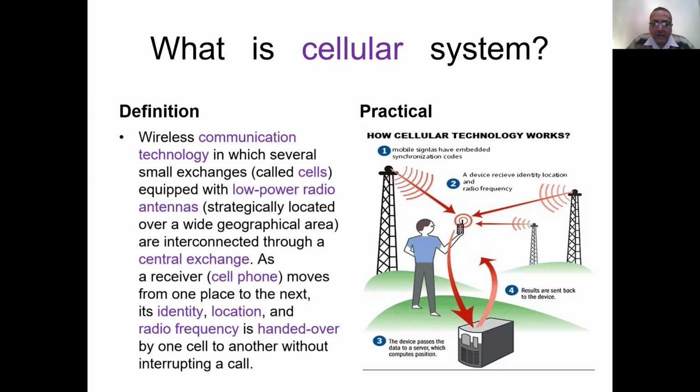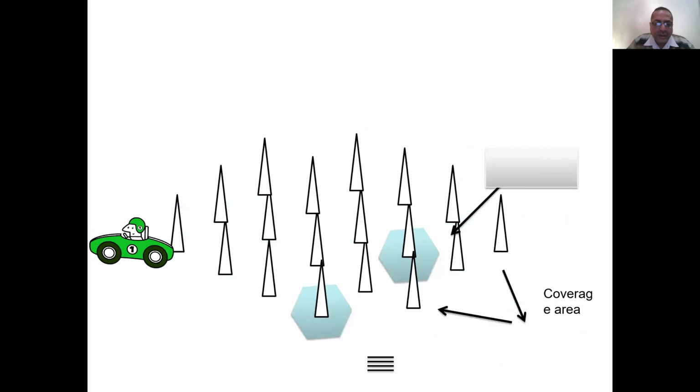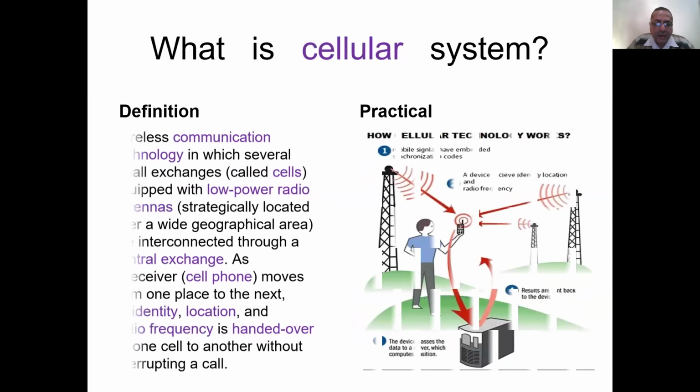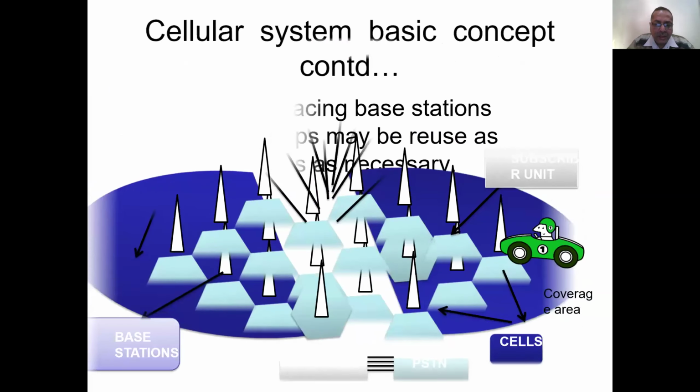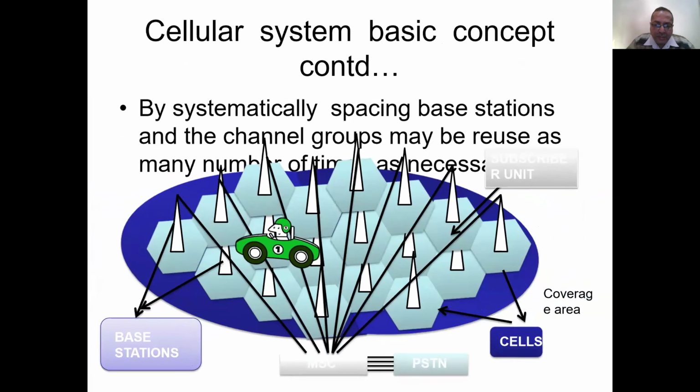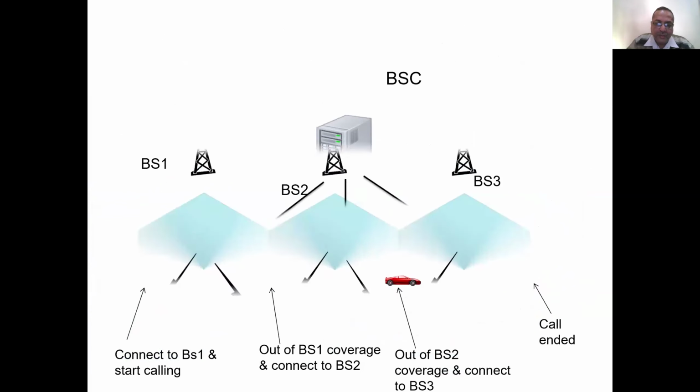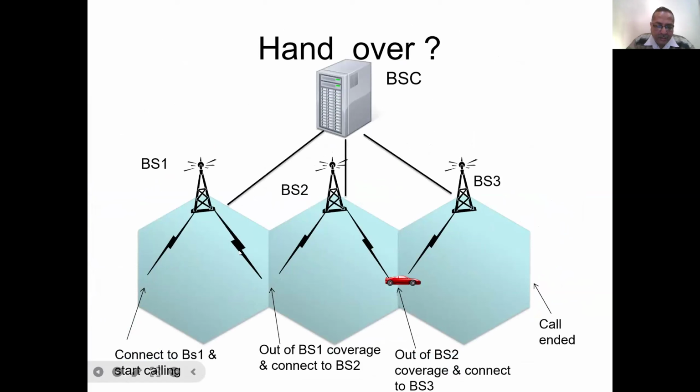So what are the basic requirements in this? That is called the handover. Handover means transfer of a call from one cell to another. Now these cells are called base stations. These are spaced, and this technology is called reuse. Here we can reuse the frequency also. There are various base station controllers in the design. BSC stands for base station controller.